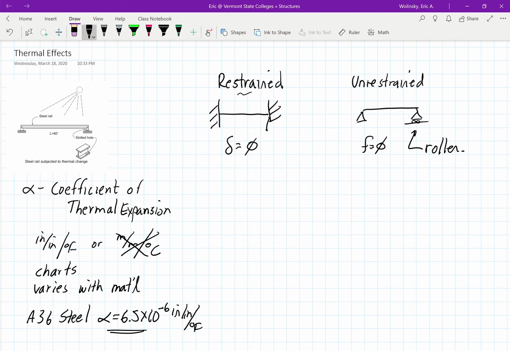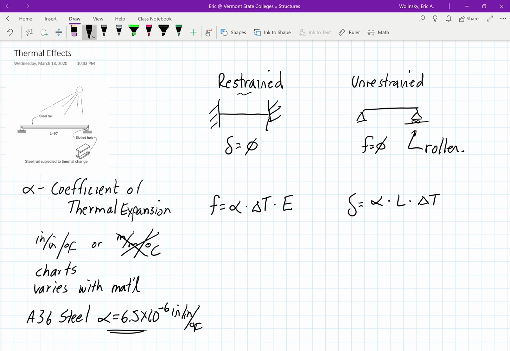stress 0 unrestrained. And the formula for restrained is the stress is equal to the coefficient of thermal expansion times the change in temperature times the modulus of elasticity. The unrestrained case, we want to find the deflection or the elongation. Again, we see the coefficient of thermal expansion times the length times the change in temperature.